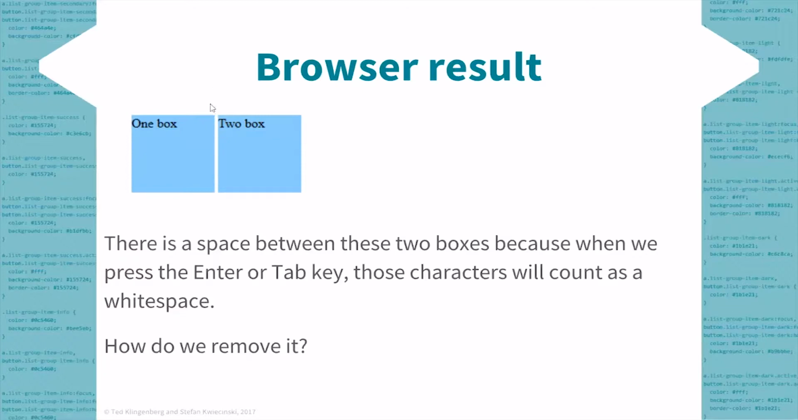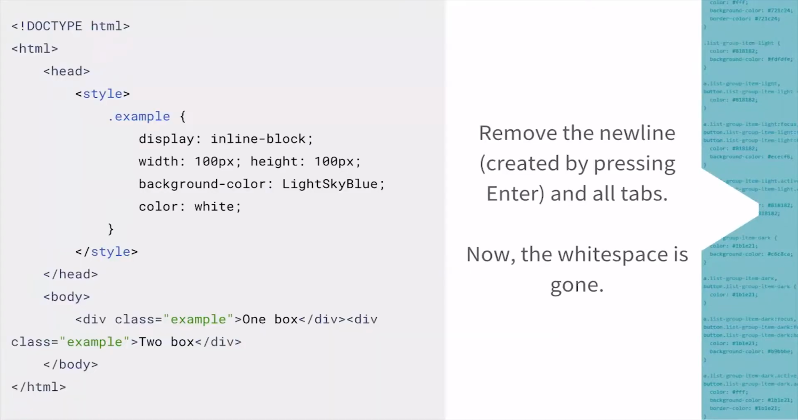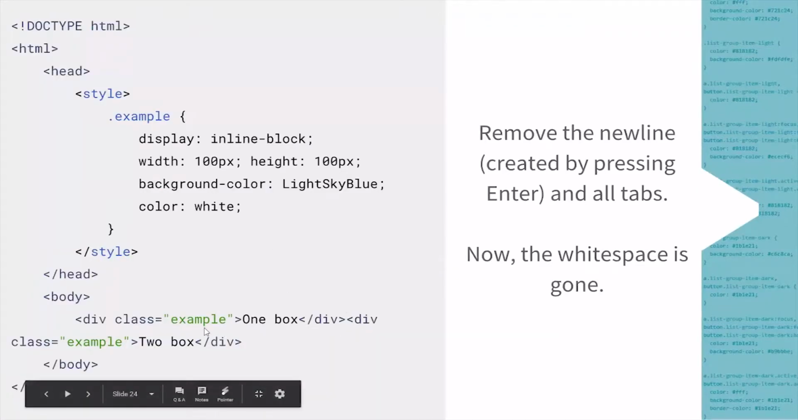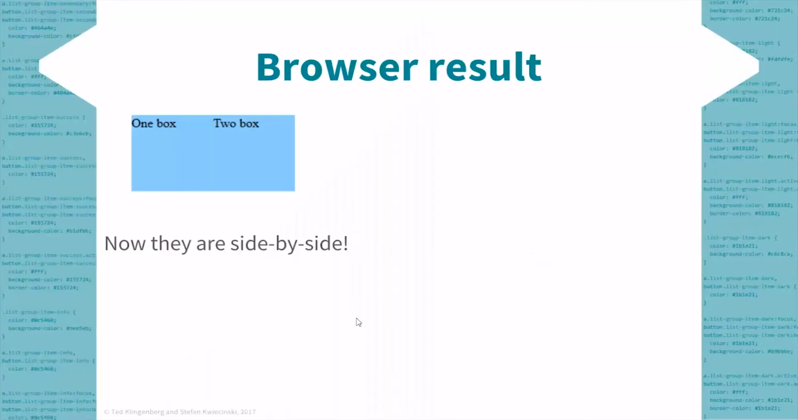What if we wanted these exactly side by side? We don't want a space there. And where does that space come from? That's because we pressed enter on the keyboard, or we pressed tabs before we typed our next element. Even though it's not a space, it's going to render in the browser as a space. So how do we remove it? We simply remove the space. So you'll see right here, they actually type these elements side by side. There's no space in between these two. So whenever we actually pull this up in a browser, they are now side by side.